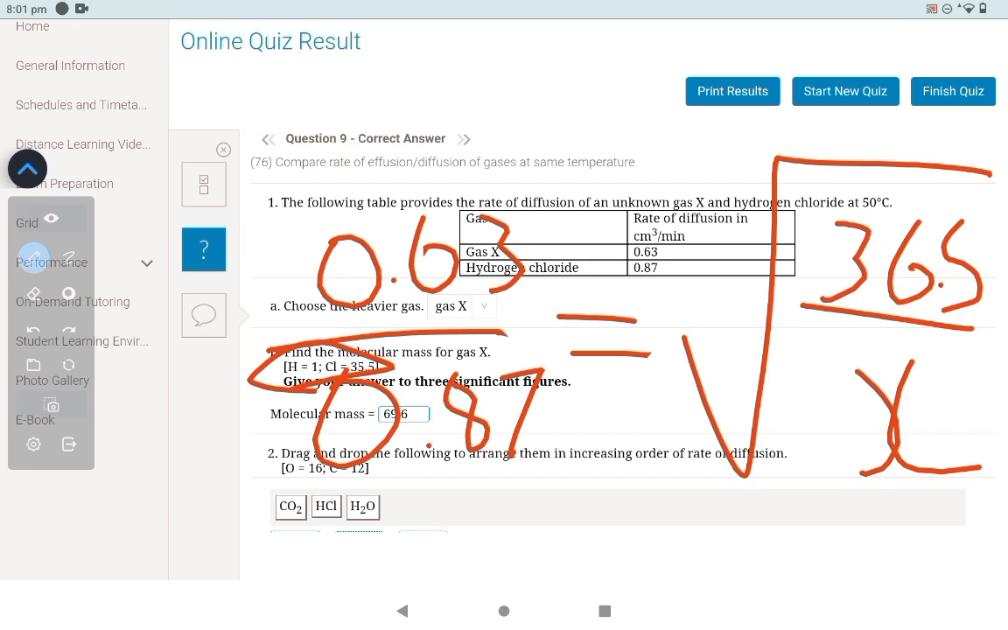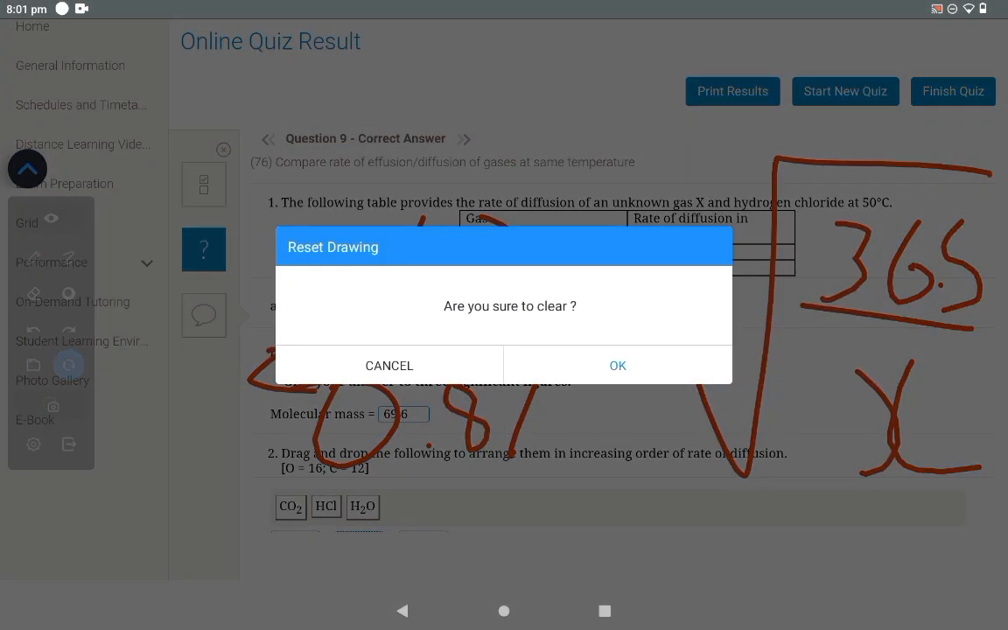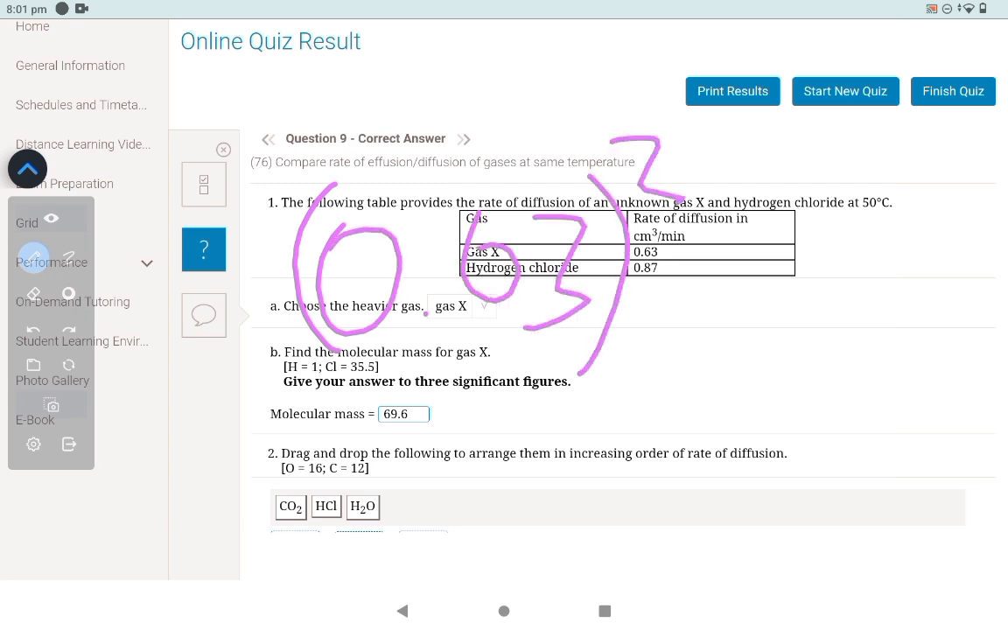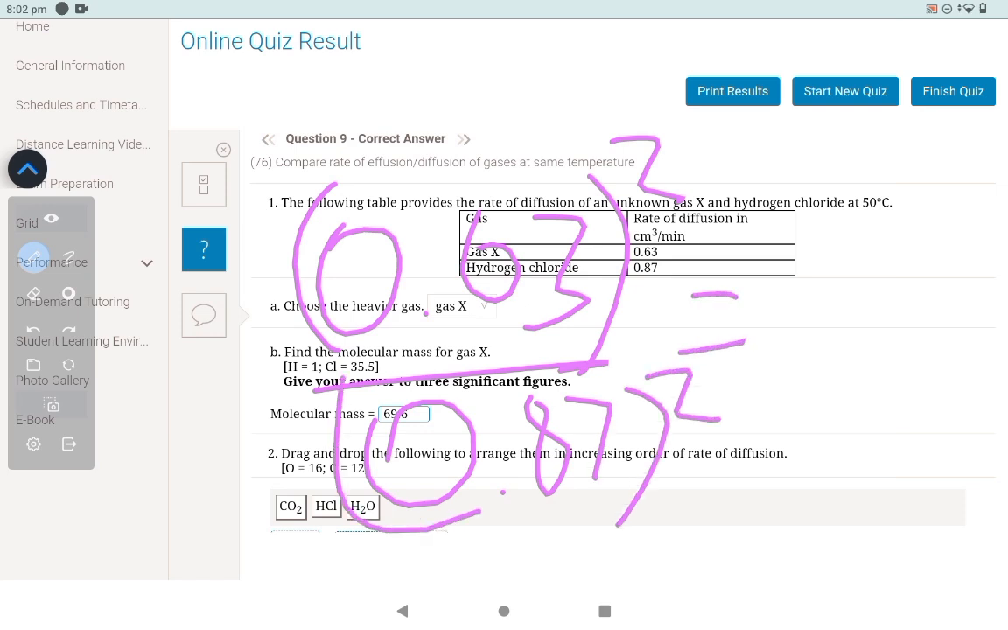Okay, wait, there is another rule that I like to use, because this one in this scenario is a bit complicated. So I'd like to introduce you to that rule. It will be 0.63 squared over 0.87 squared is equal to the molar mass, so that is 36.5. To me, this is much easier for this scenario. Okay, now we just do the cross multiply.